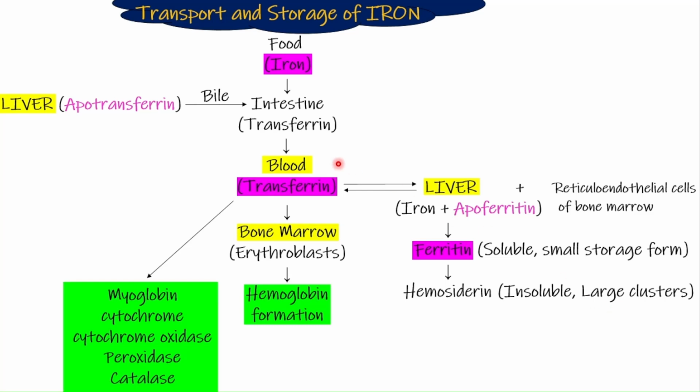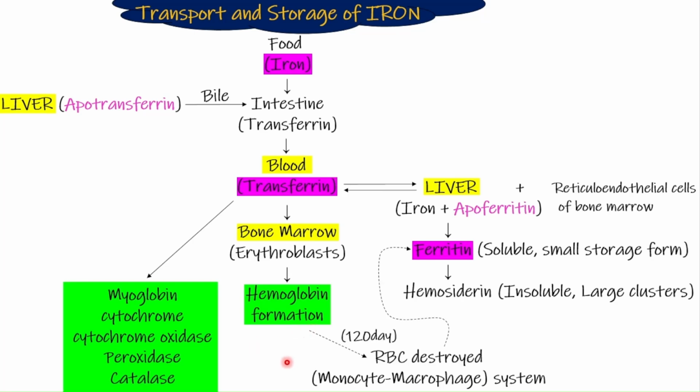Okay. Now, so the iron has been transferred to the bone marrow, it is utilized, it is stored. Now, one other source of iron is whenever these RBCs, the red blood cells, complete their 120 days of life cycle, these RBCs are destroyed. These RBCs are basically eaten up by the monocyte macrophage system, and their iron just comes out of the RBCs. Now, this iron goes to the storage form. This iron is being stored in the form of ferritin.